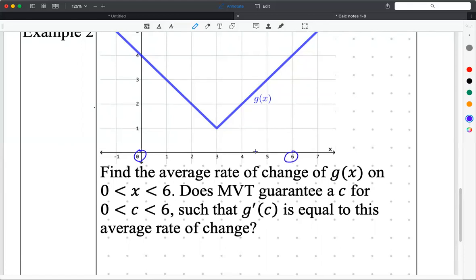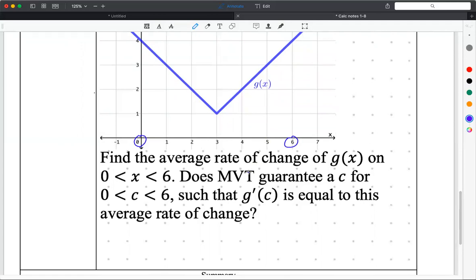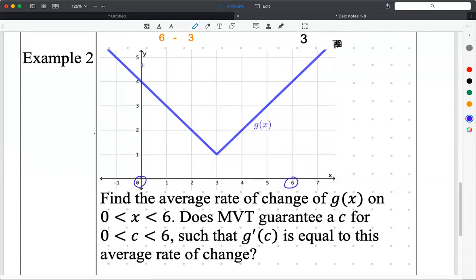And I'm asking now, does MVT guarantee that I will have a rate equal to the average rate of change? So what is the average rate of change? I guess we should find it, right? So let's purely do this graphically. It's saying, does MVT apply in this case? So graphically what's happening is I'm going to go to the x coordinate 0, and where does that intersect this graph? So that's at this point 0, 4, and then 6, 4.